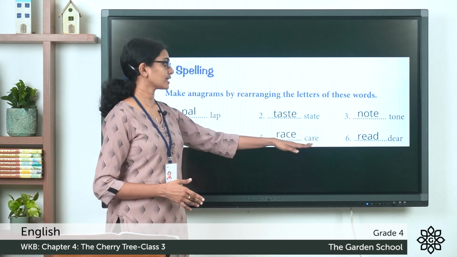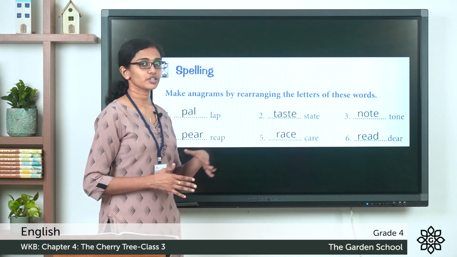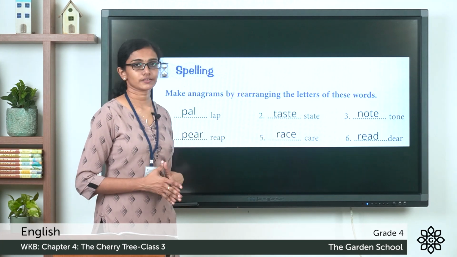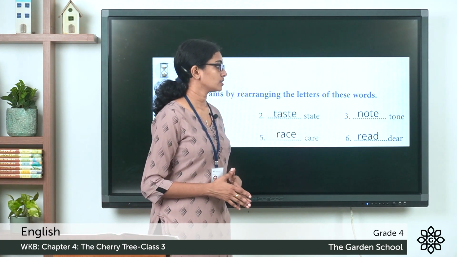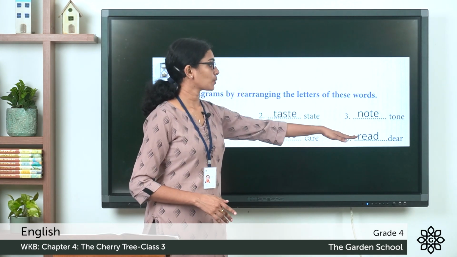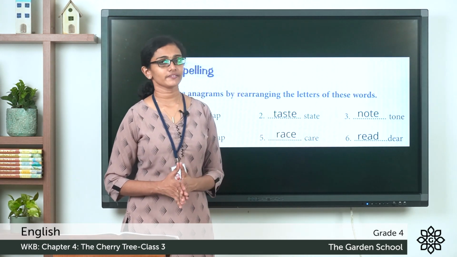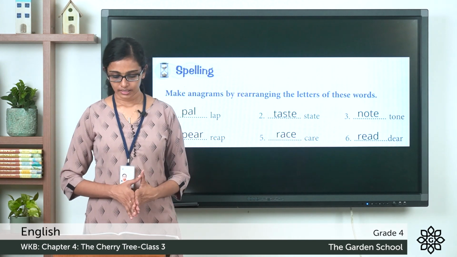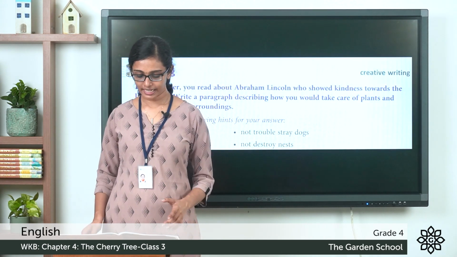Now 5, you are given care. Rearranging, we get race. Question number 6, you are given deer. Rearranging the letters give you the word read. Hope you have done this correctly. Now, let's move on to the next set of exercise.